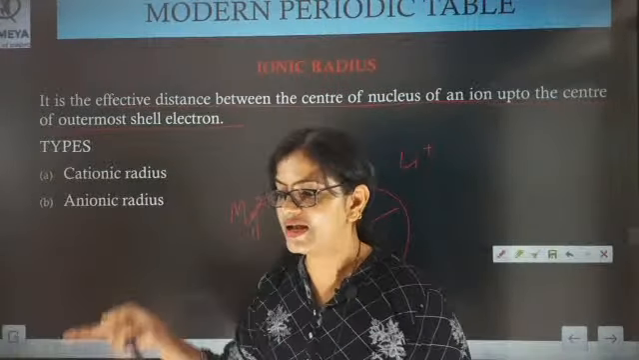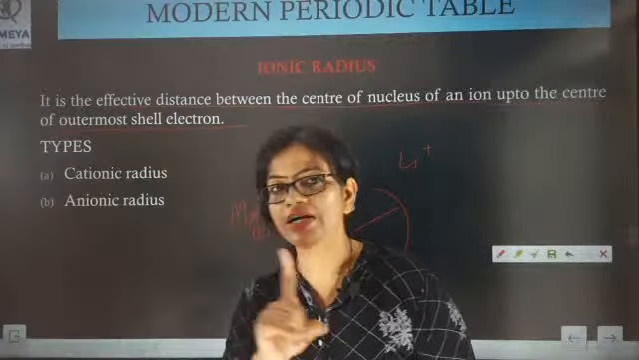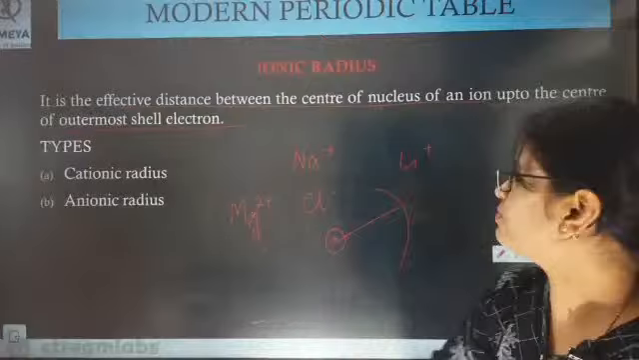Metal cation, non-metal anion. Very good, Madhumita. So lose electron, cationic radius. Gain electron, anionic radius. Key points, please.